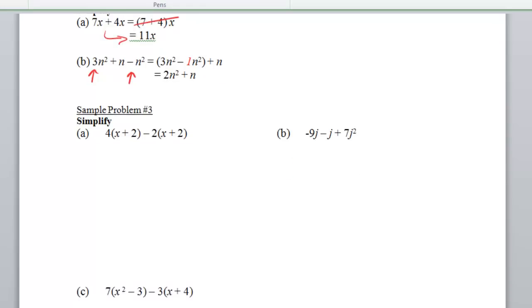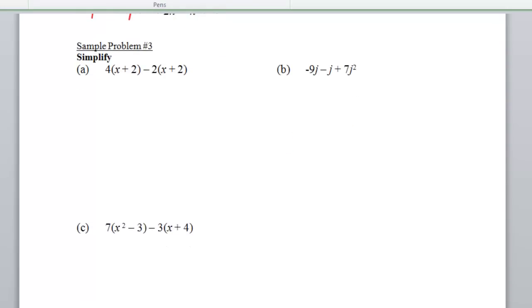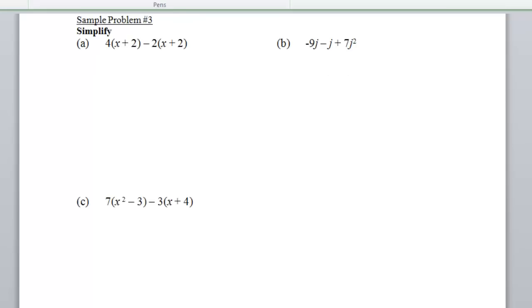So if we take a look at sample problem number 3, let's work part A, B, and C. So go ahead and pause the video at this time and then come back for the demonstration. Okay, so on part A, the very first thing we need to do is the distributive property twice. So we're going to start with 4 and distributing 4 to each part of the parentheses. So I'm going to have 4x plus 8. Then I'm going to distribute the entire negative 2, and that's going to give me negative 2x minus 4.